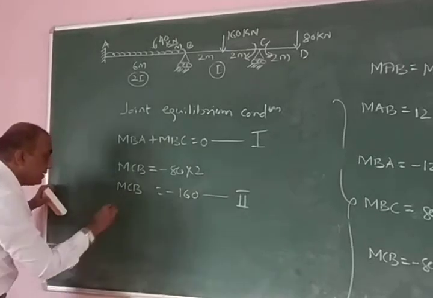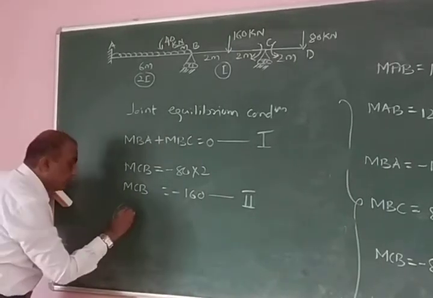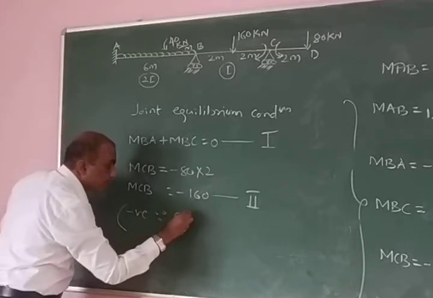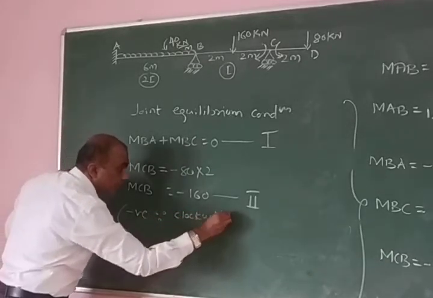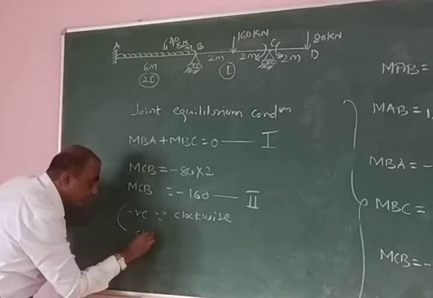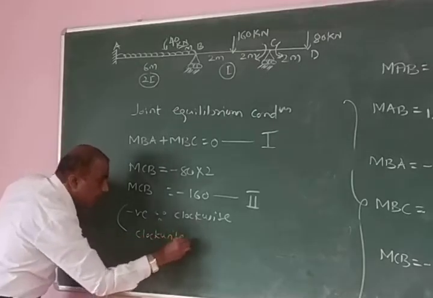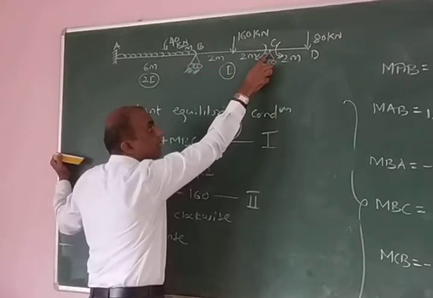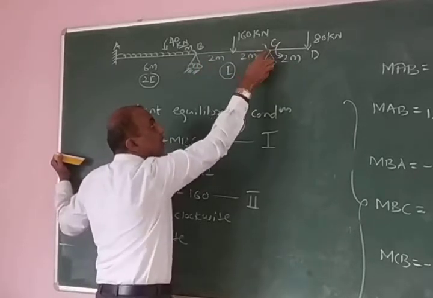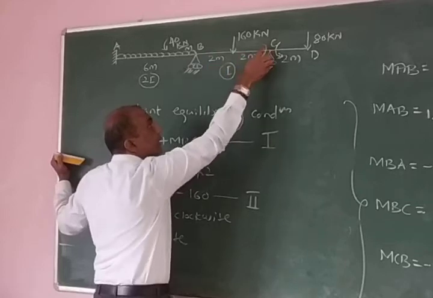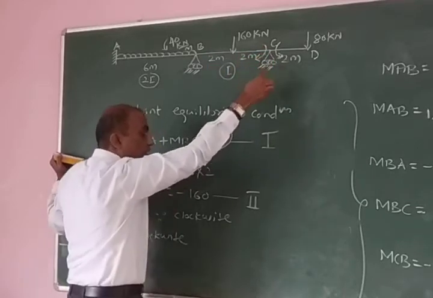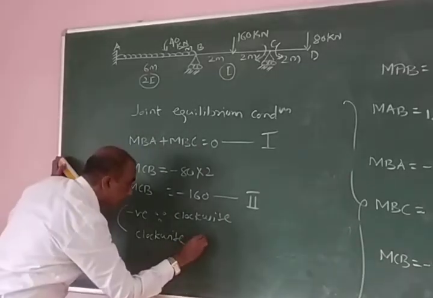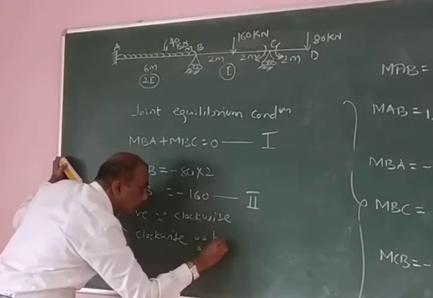You must write the reasons in brackets if you want. Negative, why is it negative? Because it is clockwise, and we know our sign convention, clockwise is negative. Why is it clockwise? Because it is hogging. For BC, C is the right hand, and for the right hand, clockwise is hogging. For BC the right hand is C, so the hogging should be clockwise.